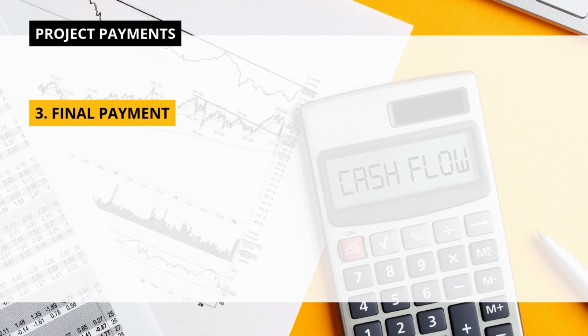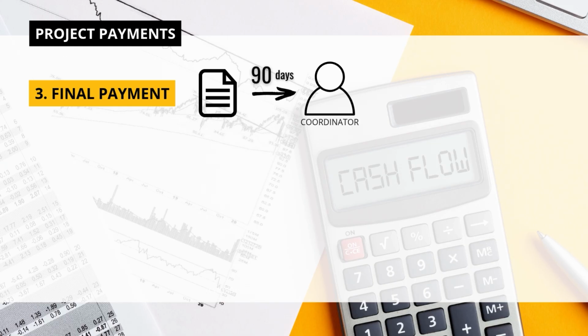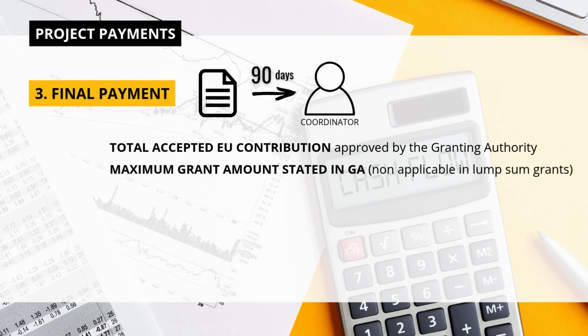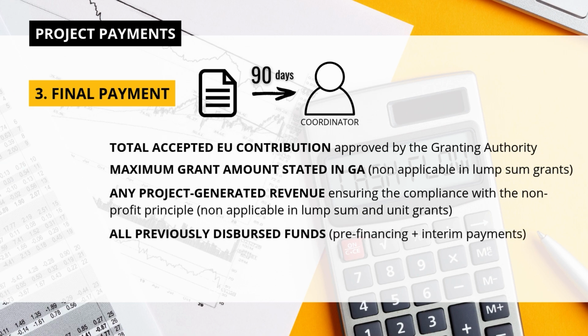After the project's end, the consortium must submit a final report covering the last reporting period. The grant provider has 90 days to review the final documentation and release the final payment. The final amount is calculated based on the total accepted EU contribution for the action for all reporting periods, approved by the granting authority, the maximum grant amount stated in the grant agreement, any project-generated revenue ensuring compliance with the nonprofit principle, and all previously disbursed funds.